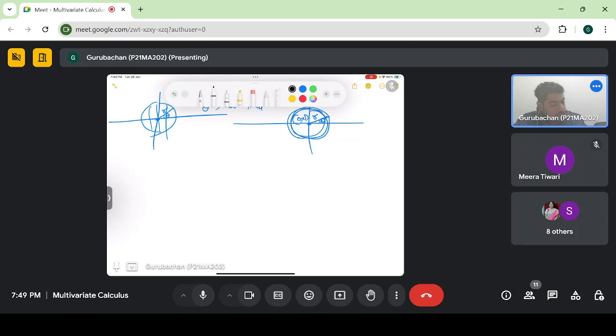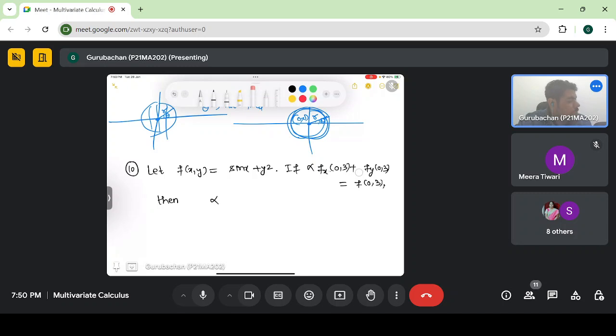Now let me go to some other question. The next question: let f(x,y) equal sin x plus y square. By the way, that was a good question, how polar coordinates cover all of the curves. If alpha times fx(0,3) plus beta times fy(0,3) is equal to f(0,3), then alpha is equal to what value? Please solve it and let me know the value of alpha here.